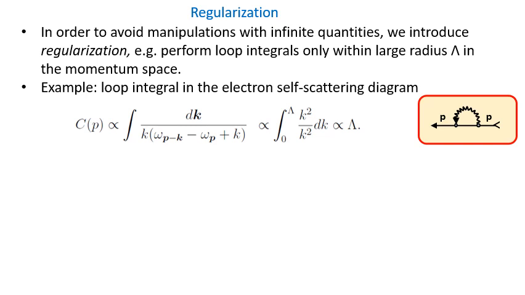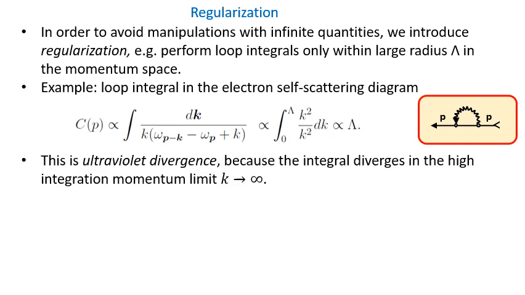Here is an example. The loop integral in the electron self-scattering term. At large values of the integration momentum, the integrand behaves as inverse square of momentum. So the integral diverges as a linear function of lambda. This is so-called ultraviolet divergence because it is associated with high values of momenta and energies.